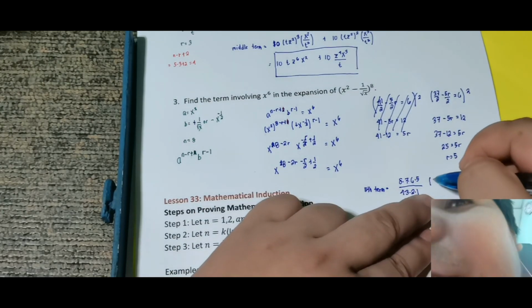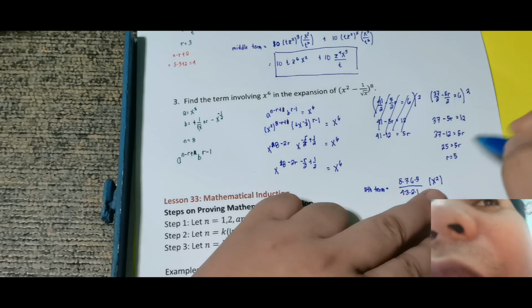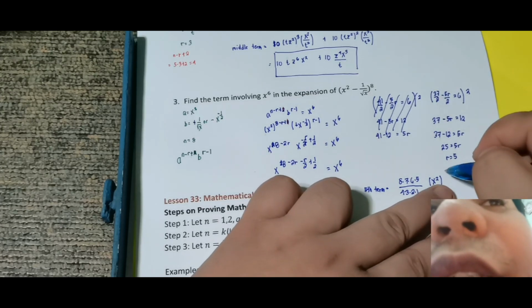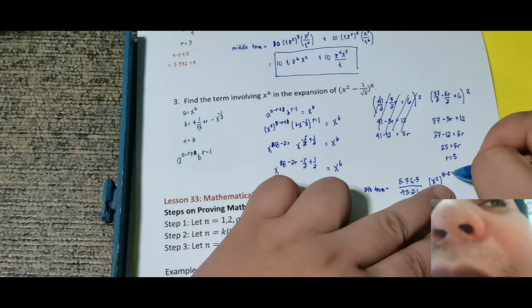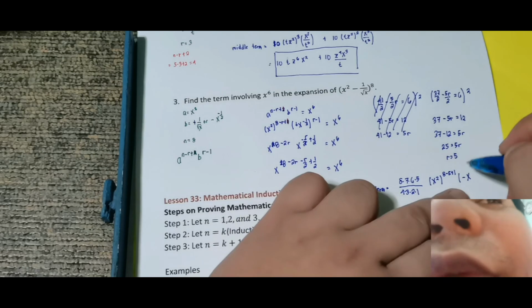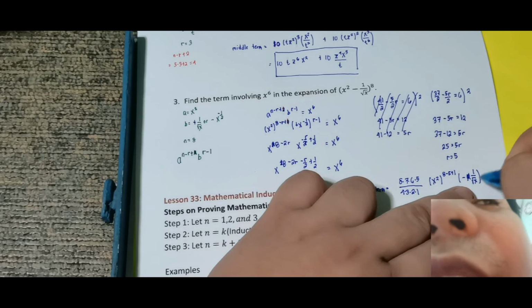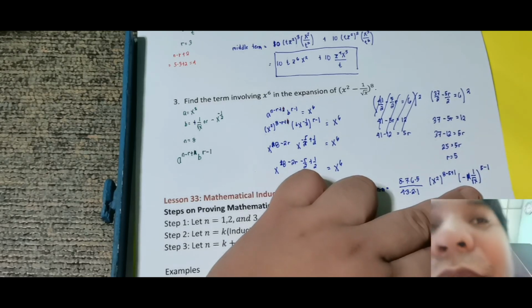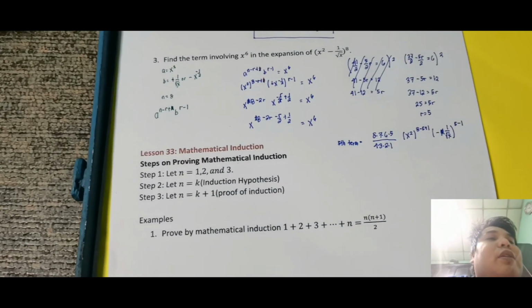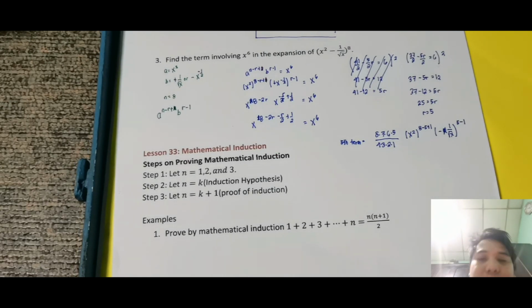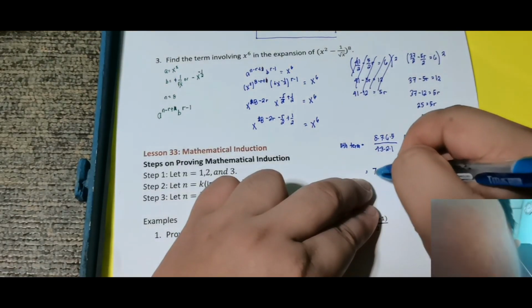Then lagay natin si x squared raised sa n minus r plus 1. So that is 8 minus 5 plus 1. Tapos lagay natin si negative 1 over square root of x raised sa 5 minus 1. Okay, so hindi naman natin consider concern na iba dyan. So that is 8 times 7 times 6 times 5 over 4 times 3 times 2 times 1. That is 70. Okay, so this is equal to 70.